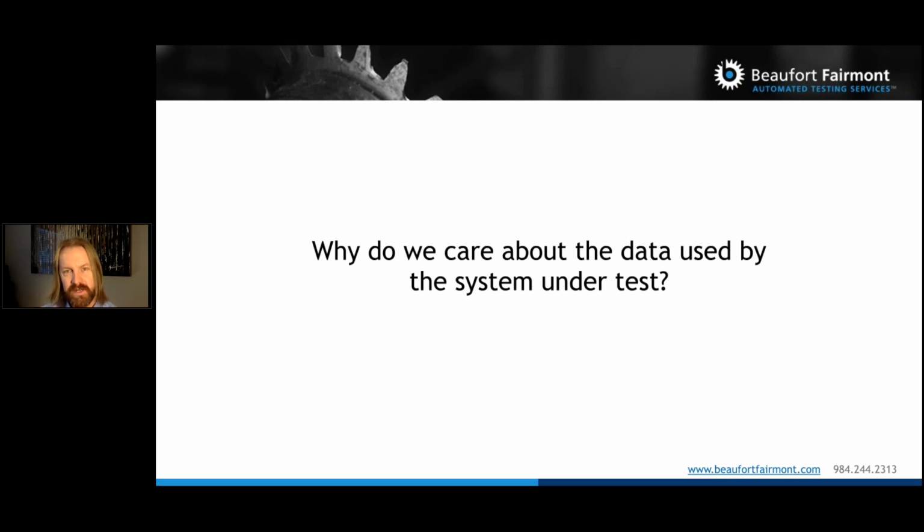I usually get a number of different answers when I ask this question. One of the answers that I get a lot of times is that the data that we put into the system dictates the data that we get out of the system, or it has some impact on it. And that's very true. So that's one of the reasons that we may care about the data that we use related to the system under test. Another response that I tend to get is that we don't necessarily know what to expect the system under test to do if we don't know what's in the system under test, the data that's in the system under test. So maybe think about that question as we go along with this.